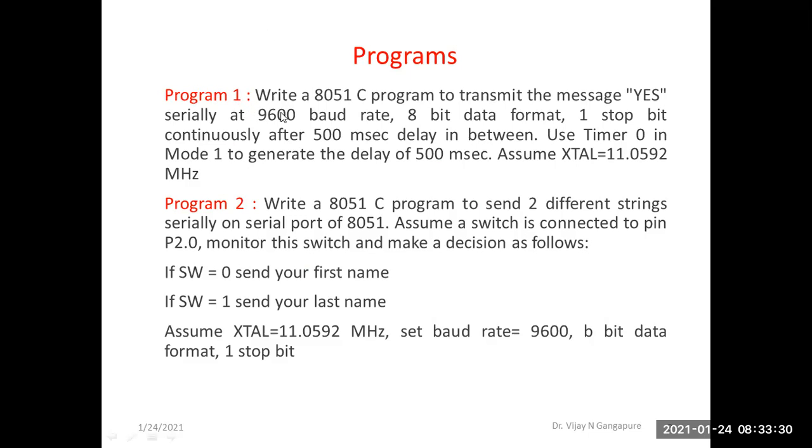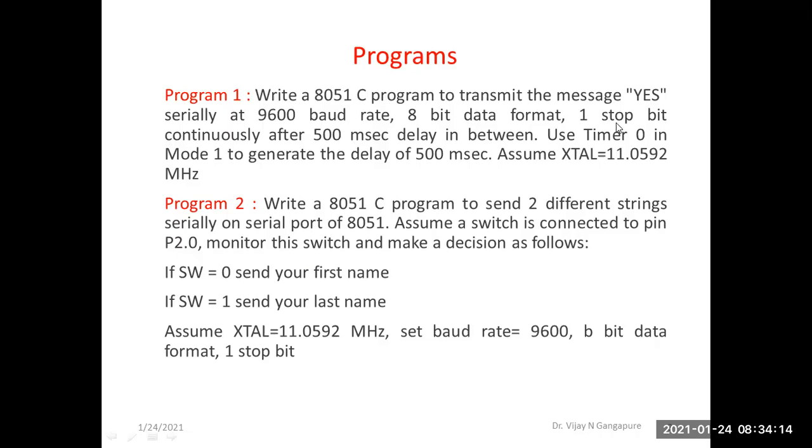First, program number 1: write an 8051 C program to transmit the message YES, capital YES. This is the message we are going to transmit serially, that is on pin TXD of 8051 at 9600 baud rate, means at the rate of 9600 bits per second. We are going to use 8-bit data format, that is the number of data bits will be 8. Then one stop bit. It is not necessary to mention because there is no option to select the number of stop bits. So stop bits will always be equal to 1, but it is a trick.